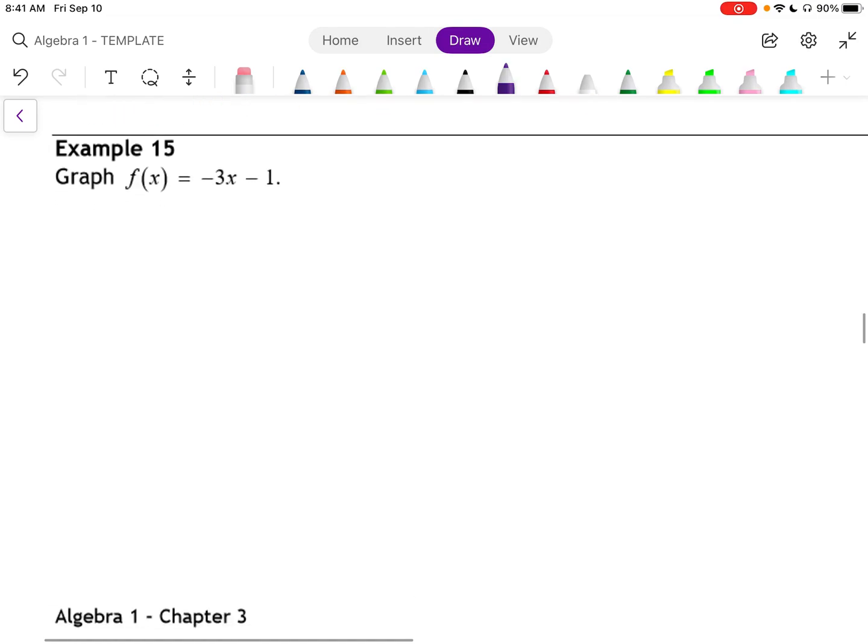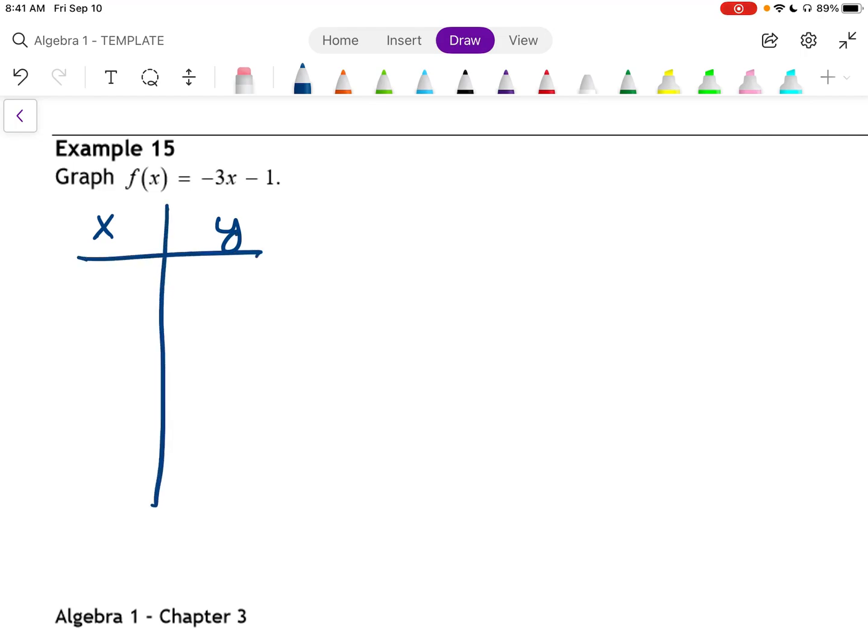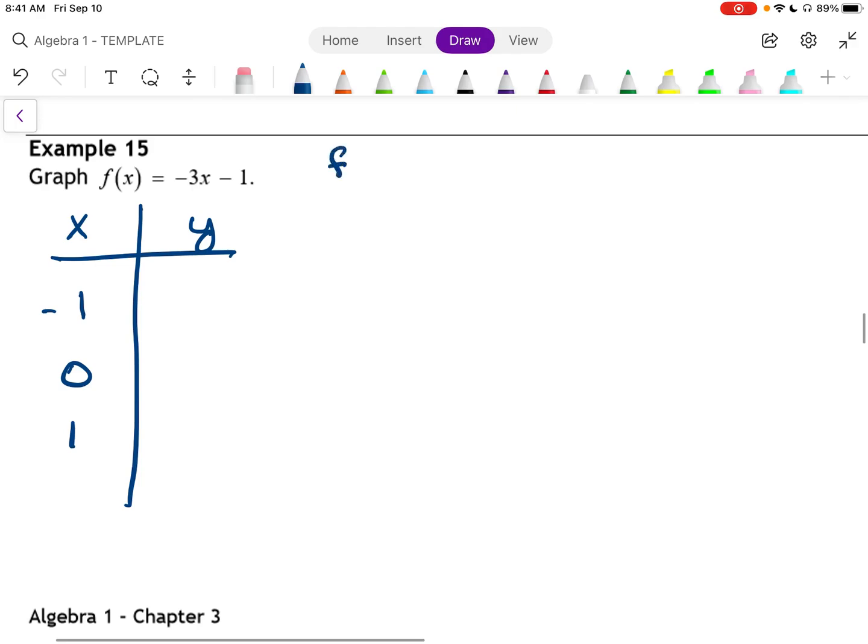Example 15, we're going to graph this function. The way we're going to do that is through a t-chart, an xy t-chart. Hopefully remember doing this. For this problem here, I'm going to do just 3 points. I'm going to do negative 1, 0, and 1. So to do this, I need to plug in. So I'm going to say, well, f of negative 1 equals negative 3 times negative 1 minus 1. Negative 3 times negative 1 is going to be positive 3 minus 1, which is 2.